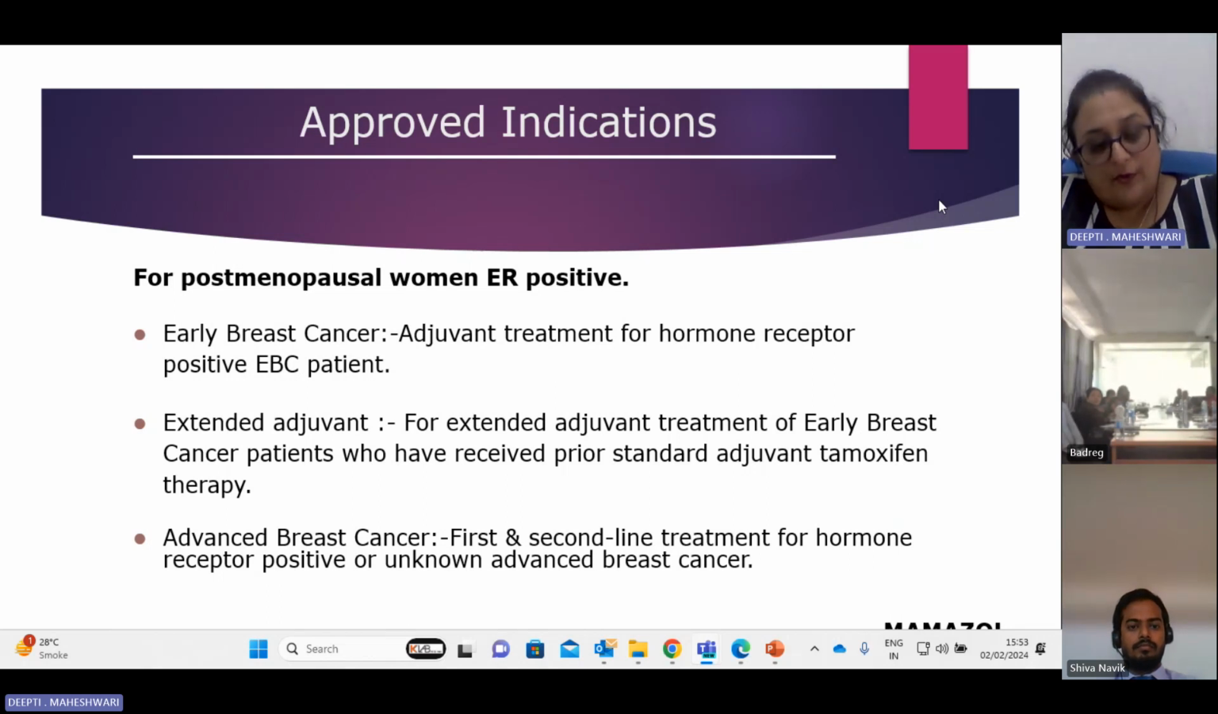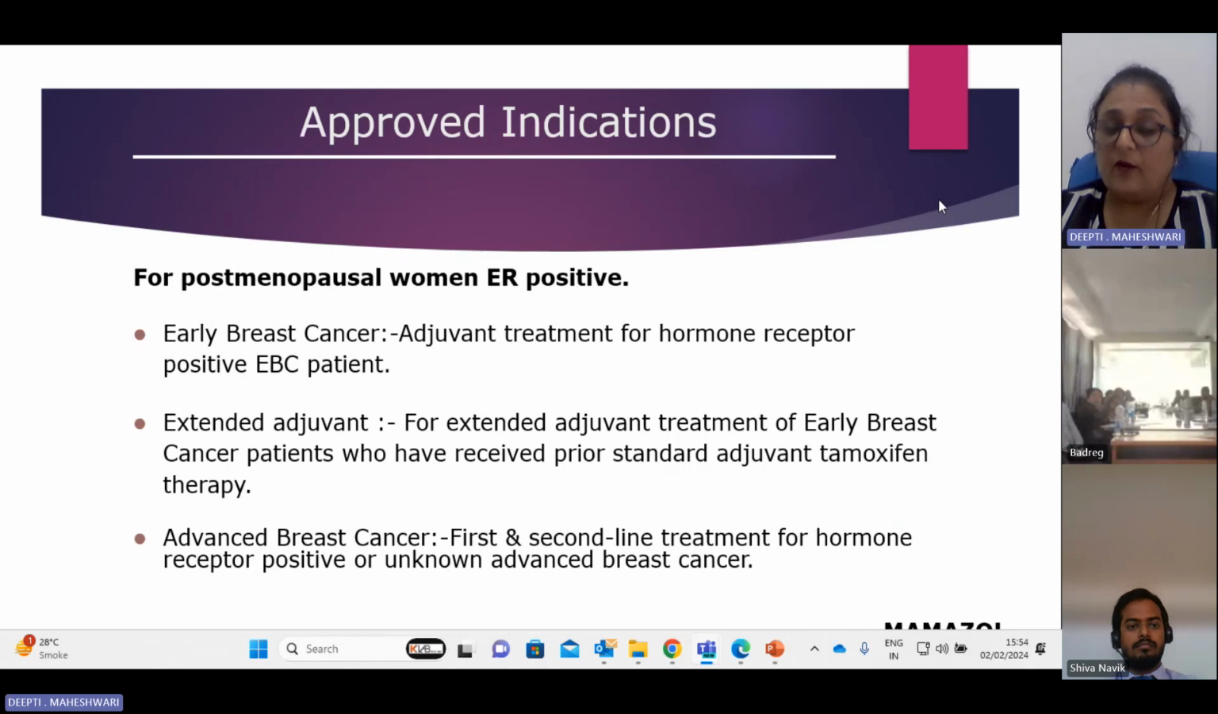It can also be given for extended adjuvant patients. Now we have seen it can be given for adjuvant patients. Adjuvant patients, of course, after surgery, the treatment that you're giving is adjuvant treatment, and there aromatase inhibitors are approved. Now, what do you mean by extended adjuvant? We have seen in tamoxifen that tamoxifen can be used for pre and of course for post-menopausal women as adjuvant treatment also. So first, the patient is taking tamoxifen for 5 years.